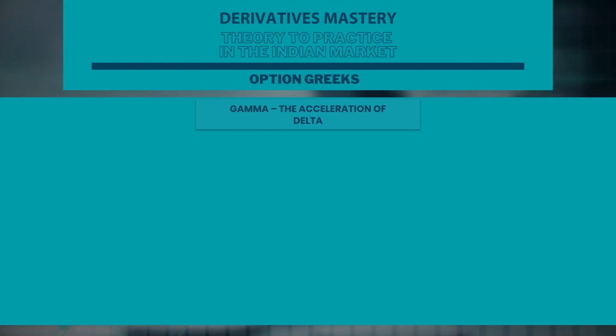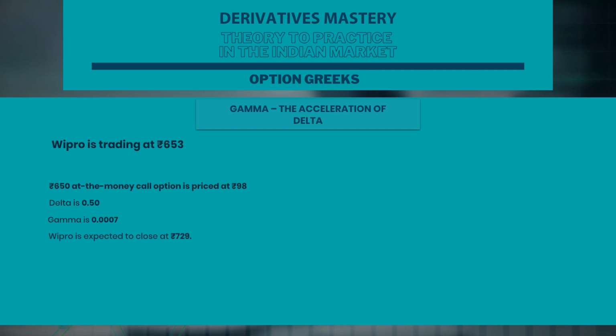Let's look at another example to reinforce this understanding. Suppose Wipro is trading at 653 and the 650 at the money call option is priced at 98 rupees. Here the delta is 0.5 and the gamma is 0.0007. Imagine Wipro is expected to close at 729.